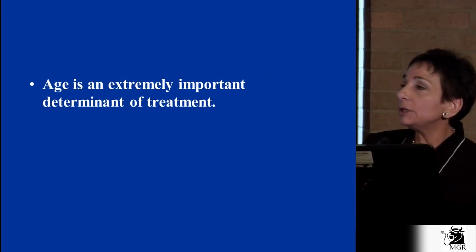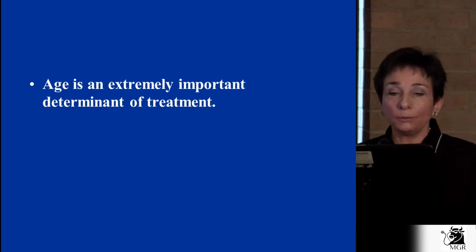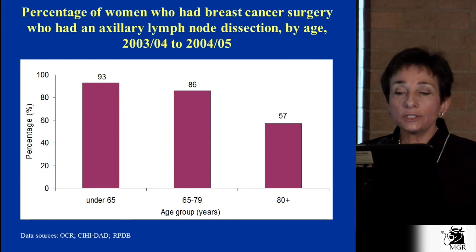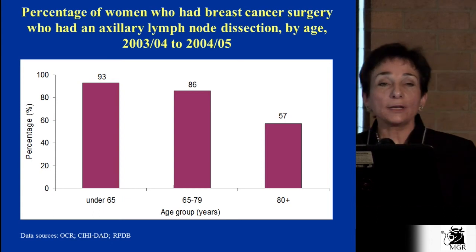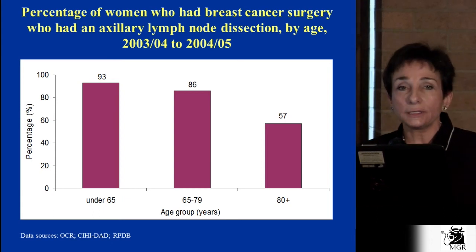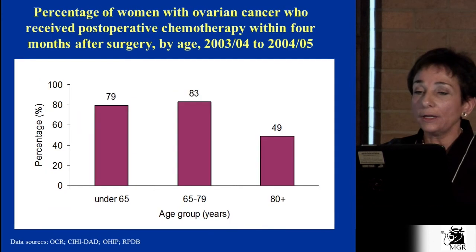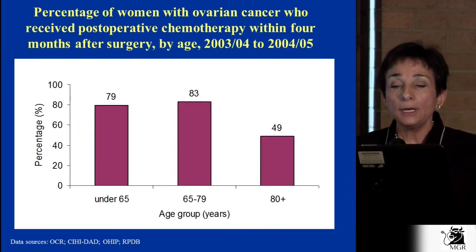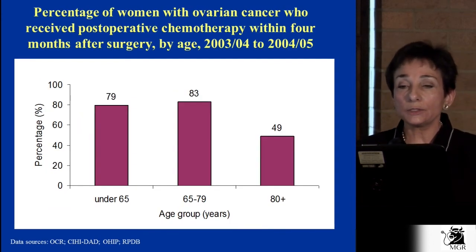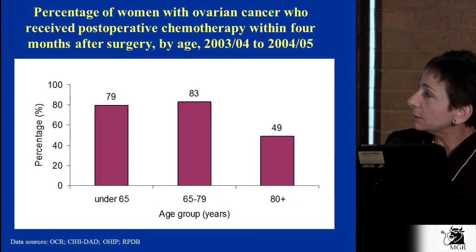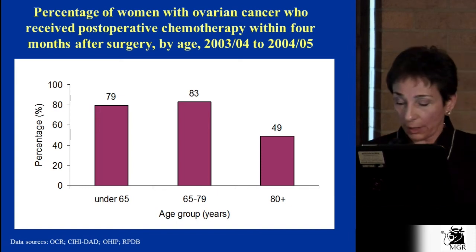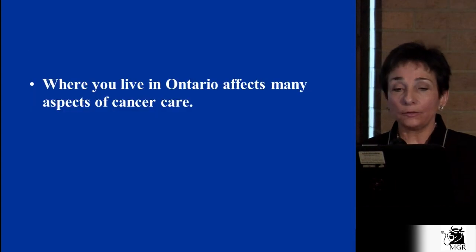Age is an extremely important determinant of treatment. There was a marked difference according to age group as to whether or not women received breast cancer surgery with axillary nodal dissection. Again, this is the standard of care for that form of cancer. Similarly, for ovarian cancer, in terms of whether they received post-operative chemotherapy, there was a marked decrease in elderly patients.